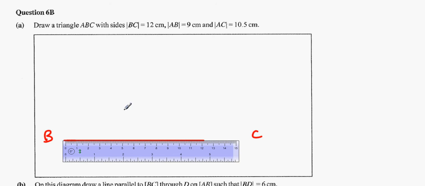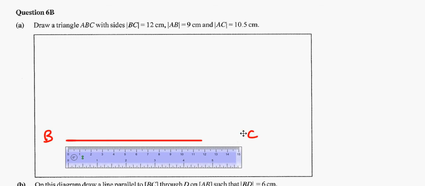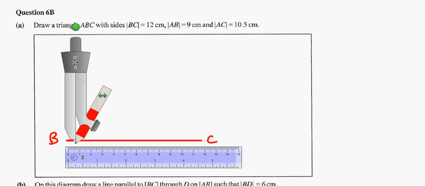Just come down with the rubber. Make sure it's exactly 12 centimeters. Now you want to be very accurate with this. This is why you do all your constructions in pencil, because you want to be really accurate when you're drawing. Okay, now that we've done that, this is the sides B and C. And what I'm going to do is measure AB, because that has to link to B, and it's going to be 9 centimeters. So I get my compass in again, and I measure 9 centimeters.